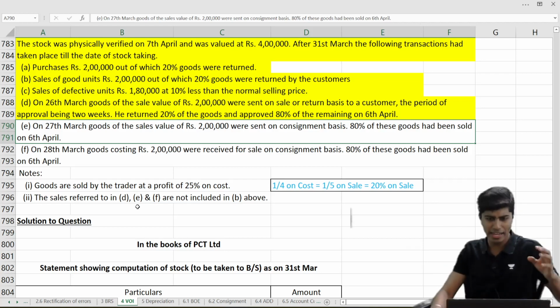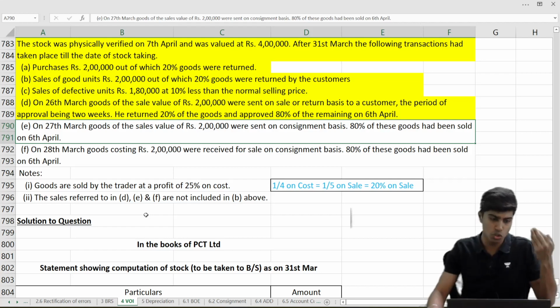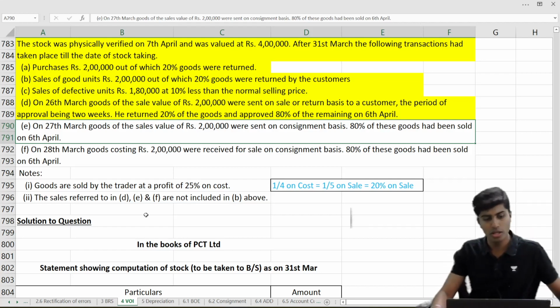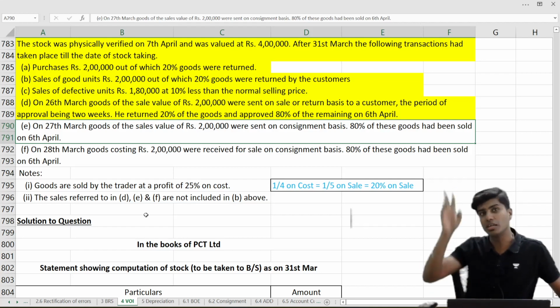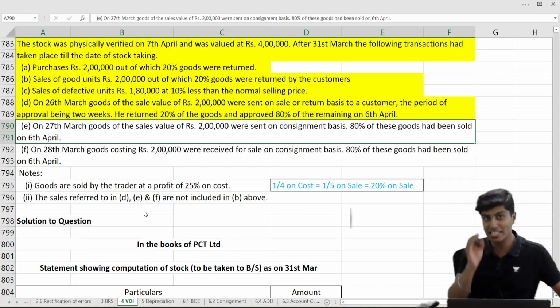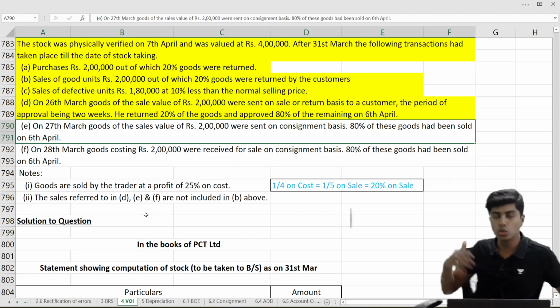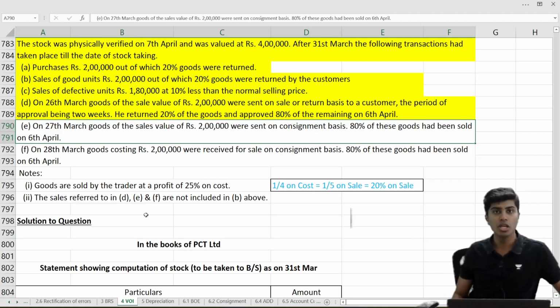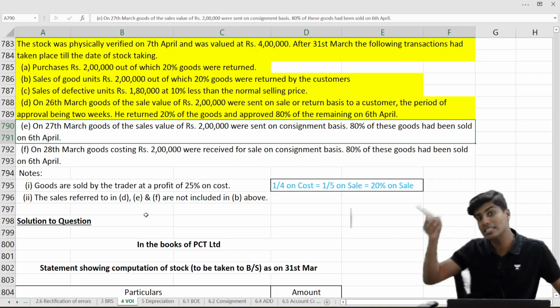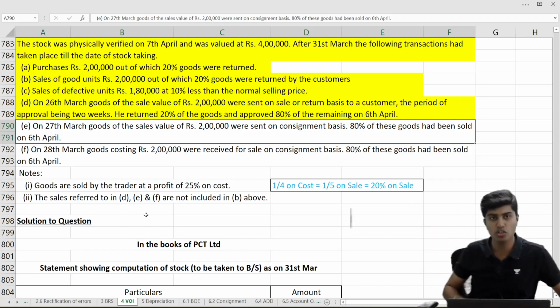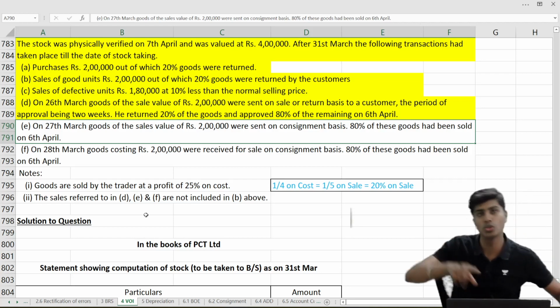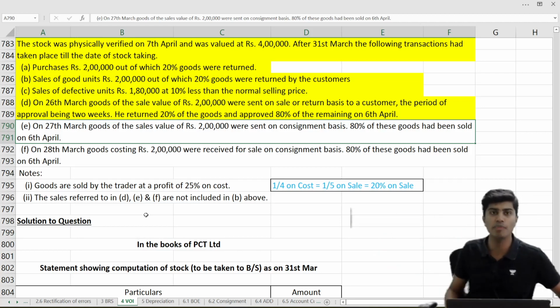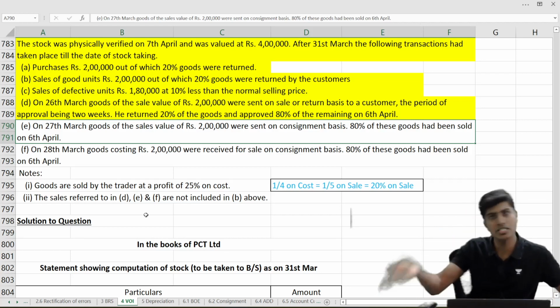Great. 80% of these goods has been sold on 6th April. Very good. It is sold on what date? 6th April. On 31st of March, has any part of these goods been sold by our consignee? No. I sent 2 lakh worth goods to him on 27th March. He sold 80% of the goods on 6th April. But as on 31st of March, have any goods been sold? No. So the entire 2 lakh worth goods is lying with him on 31st of March. Am I right? So the entire 2 lakh rupees is my stock.